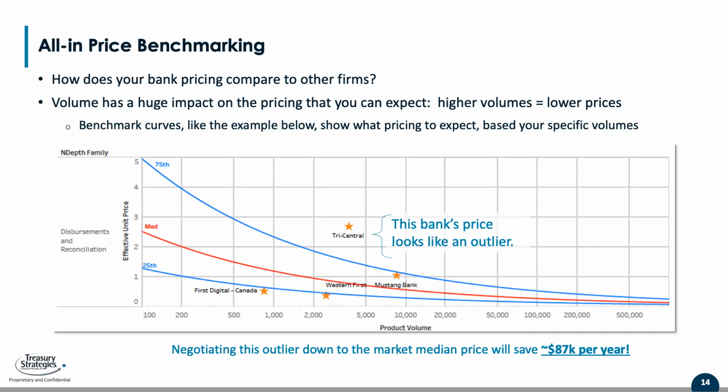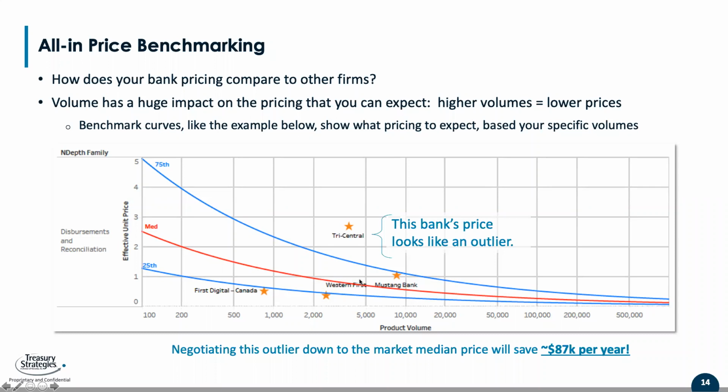In general, we say if you're between the two blue lines, you're more or less at the marketplace. But if we look at this example with fictional Tri-Central Bank, with roughly 4,000 items per month, paying roughly $3.75 per item, if we were to move them straight down to the market median, so same volume levels, we're comparing like to like, we're comparing ourselves against what pricing other folks in the industry receive at similar volume levels. At the market median, my 4,000 items, instead of being priced at $3.75, should actually be closer to 75 cents.